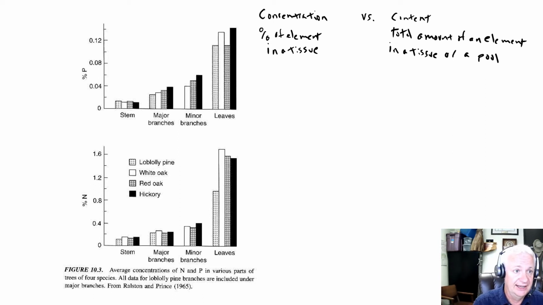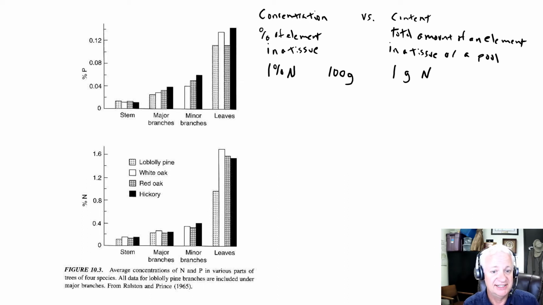So for instance, if we had a needle that had 1% nitrogen concentration, and that bundle of needles had a dry mass of 100 grams, that would mean you had 1%, that's 0.01, times 100 grams of dry mass. That would mean that in that bundle of needles, you have a nitrogen content of 1 gram. So 100 grams of needles that have a 1% nitrogen concentration have a nitrogen content of 1 gram. Okay, so you can see how those interchange.